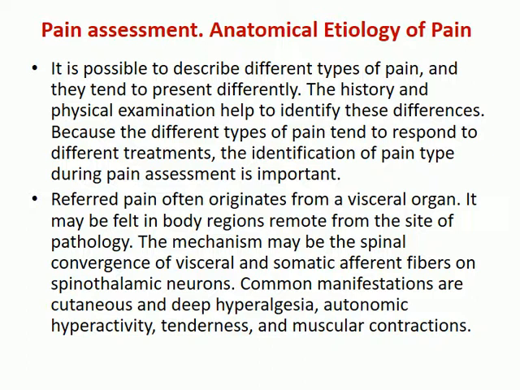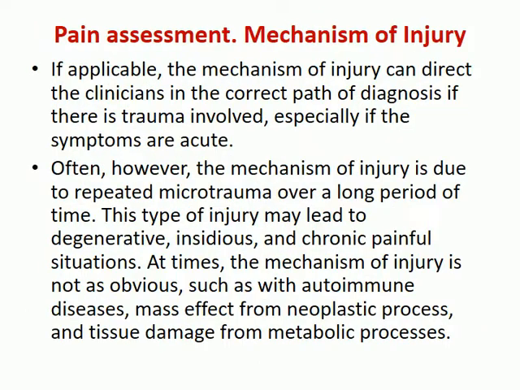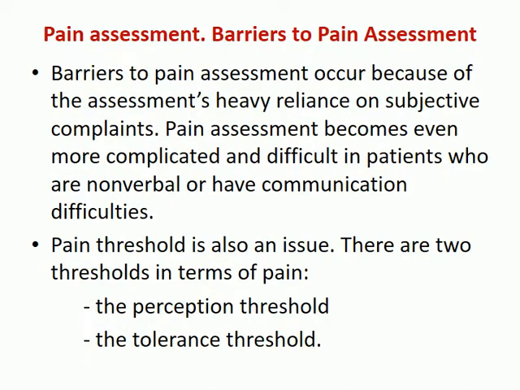The history and physical examination help to identify these differences because different types of pain tend to respond to different treatments. Referred pain often originates from a visceral organ. It may be felt in a body region remote from the site of pathology. If applicable, the mechanism of injury can direct the clinician to the correct path of diagnosis if there is trauma involved, especially if the symptoms are acute. Often, however, the mechanism of injury is due to repeated microtrauma over a long period of time.